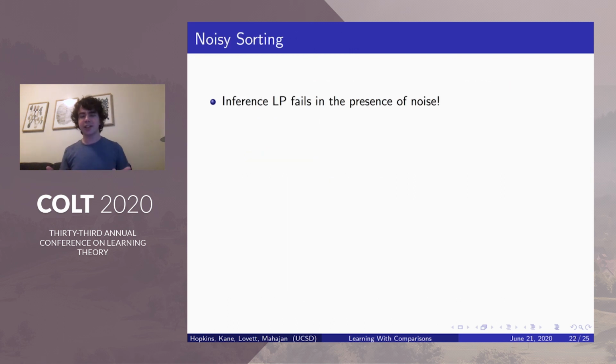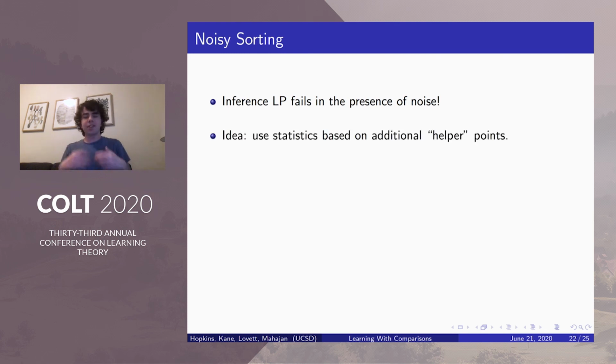Okay, so what have we actually added here? Well, in the noisy case, it turns out that this type of logical inference learning totally fails in the presence of noise, just like how CAL has to be seriously modified to get to robust CAL. So what's the idea? Well, instead of drawing a small sample, sending it to the oracle and using the oracle's noisy responses, we'll instead draw a bunch of additional helper points, and we'll use comparisons between these helper points to build statistics to give us reliable comparisons and labels.